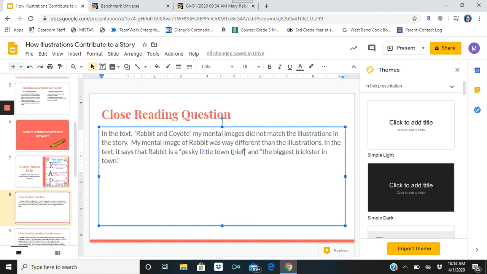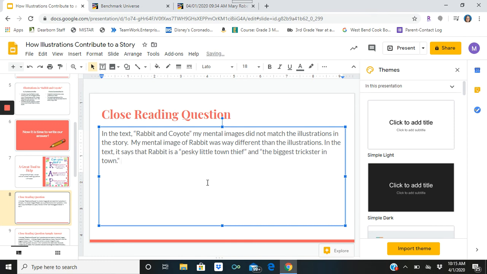I put these in quotations because that lets my reader know that I took that exactly from the text. So make sure if you are taking that text evidence, which you should be, and putting it in your answer, you want to make sure you put those in quotation marks. It was actually taken from your book. Okay, so I'm going to go back and reread this.